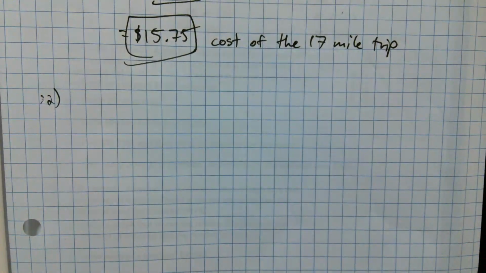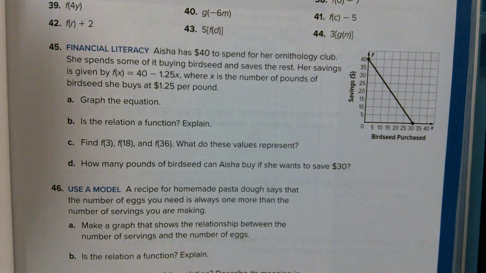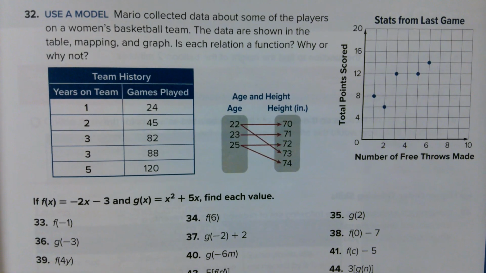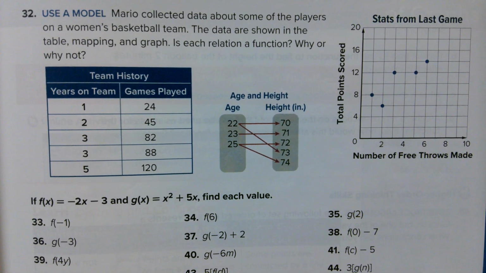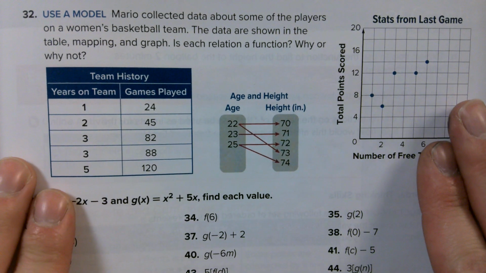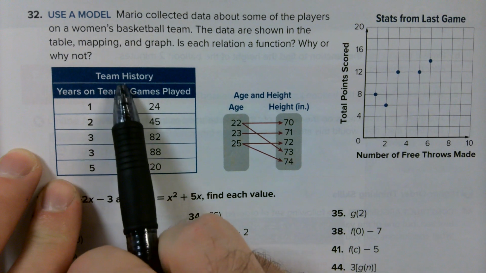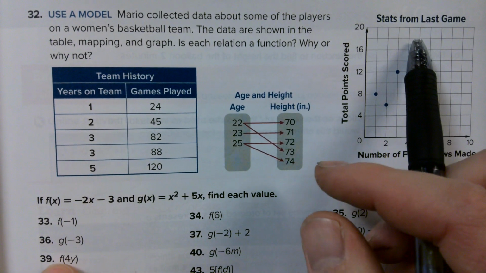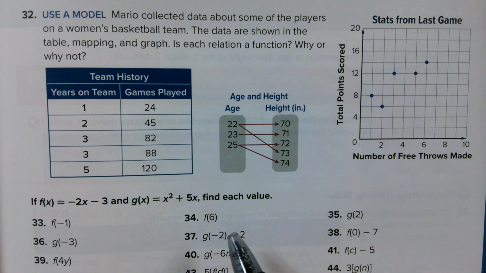And then number 32. What does number 32 say? There's like 3 types of graphs. So let's just take a look right at it. Mario collected data about some of the players on the women's basketball team. The data is shown on the table, mapping, and graph. These are not all the same data, right? This is team history. This is age and height. This is stats from the last game. It's just data represented 3 different ways.